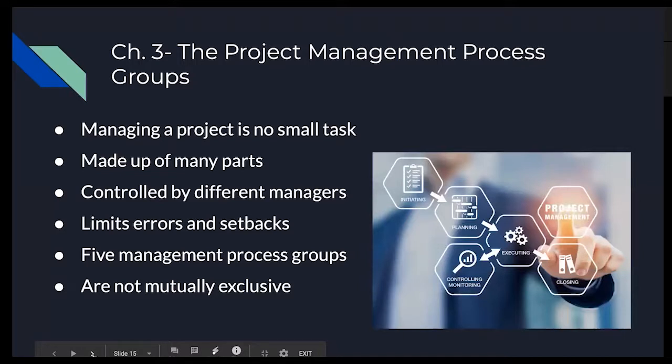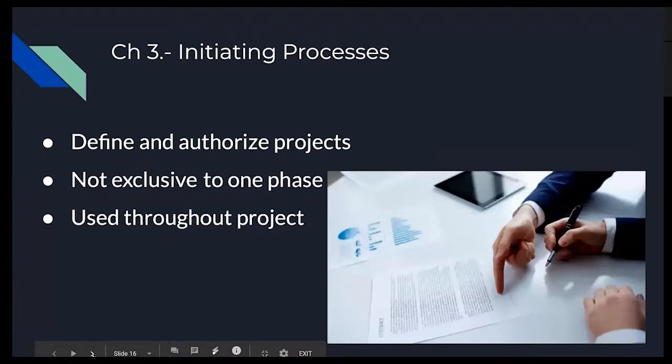And as we go through these, we'll see that they're not all going to be mutually exclusive. The groups will play hand in hand with each other as the project goes on. Next slide, please. So the first project process is going to be the initiating process.